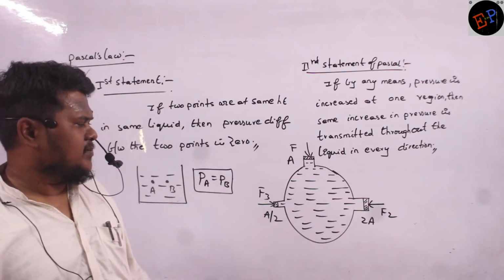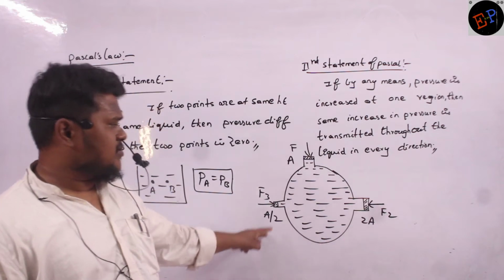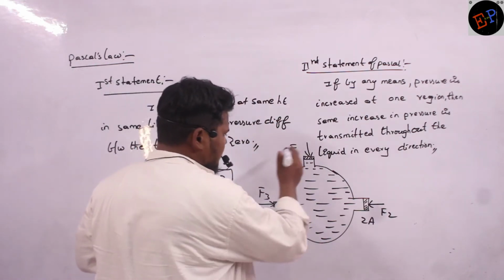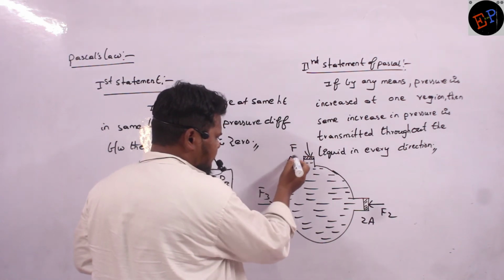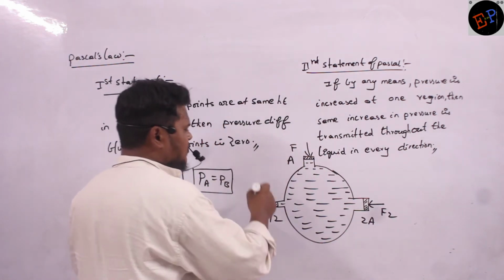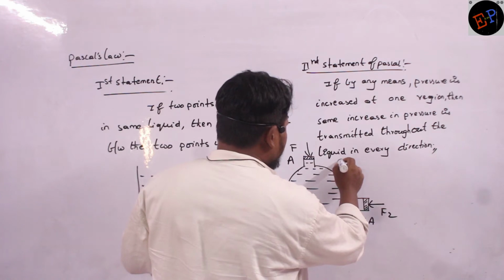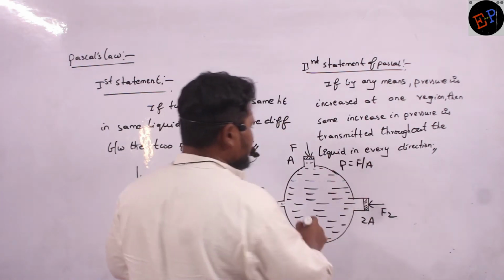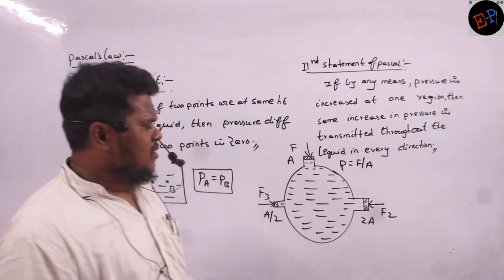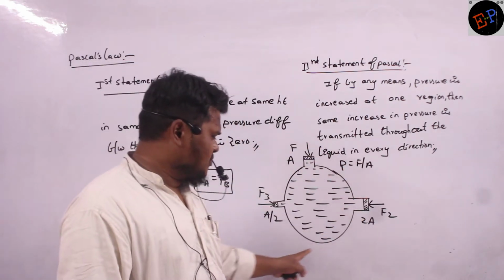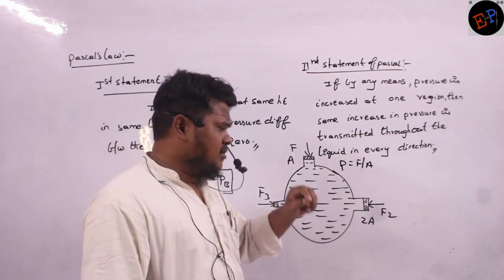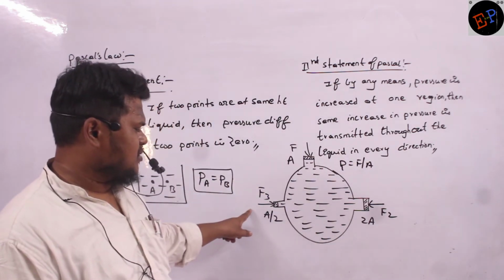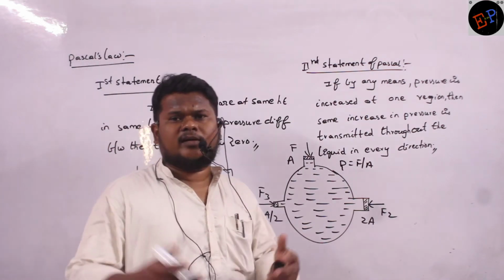How can I calculate this one? I can calculate it by using the second statement of Pascal. So what is the second statement of Pascal? If we are applying a force of F on a surface area of A, then what is the increase in pressure? Increase in pressure is F by A. This is the pressure which is increased at the first piston. Now the same increase in pressure is transmitted everywhere. It means on the second piston also the same F by A pressure should increase. Similarly on the third piston also F by A pressure should increase.